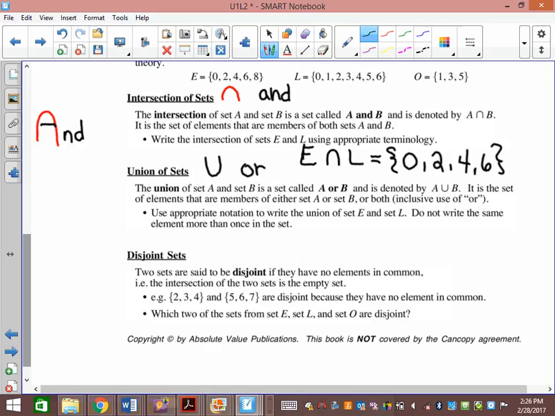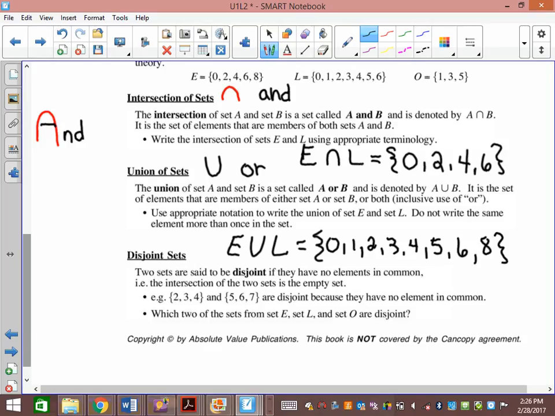Then it says, use appropriate notation to write the union of E and L. Union is the U symbol like that. That means or. So in E or in L. Stephen, what's in E or in L? Yes. So you're listing anything that occurs in E or in L. You're correct. So 0, 1, 2, 3, 4, 5, 6, or 8.